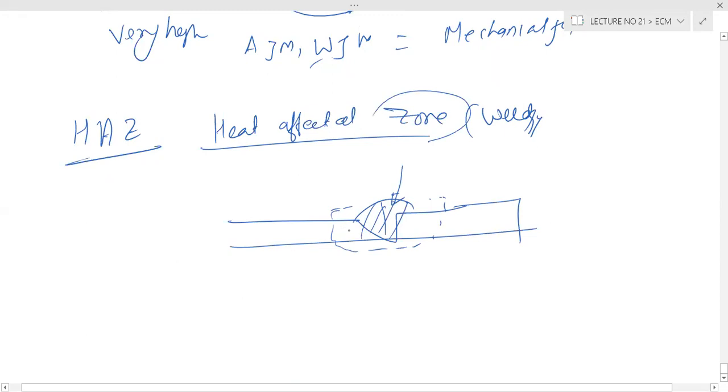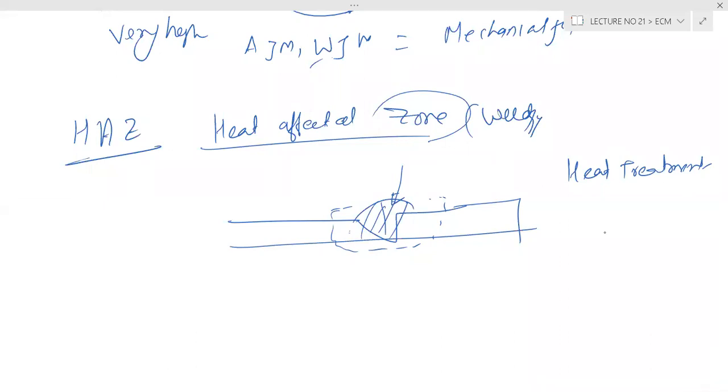Basically, when you heat something and cool it, that process we call heat treatment. Heating, keeping for some time, and then cooling, is heat treatment. And that heat treatment changes the mechanical property of the material. As I said, there are three ways to change the mechanical property of the material. One is alloying: by putting some alloying element, you can change the mechanical property. By heat treatment, you can change the mechanical property. By forming, by directional strength, you can change the mechanical property.